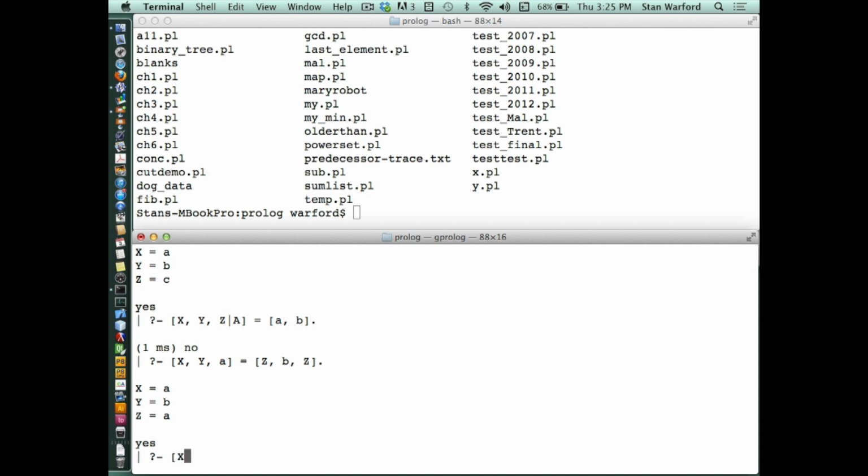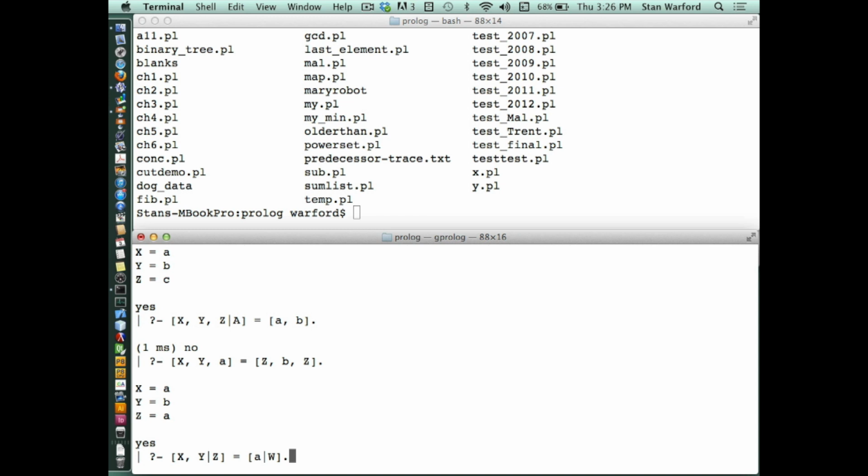What about capital X comma capital Y, and then vertical bar, capital Z? So what are we claiming this list is? I want that to be a capital Y. So capital X, capital Y, vertical bar, capital Z. And then we're trying to match this with, now watch this, A, and then vertical bar, W. Now, what's your first inclination here?